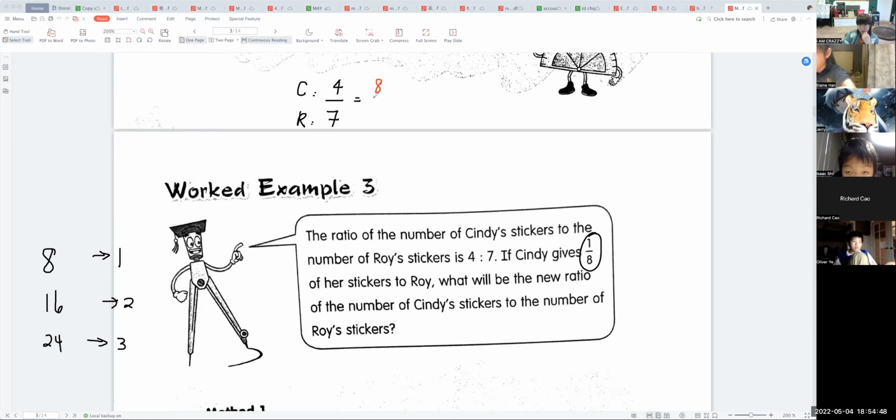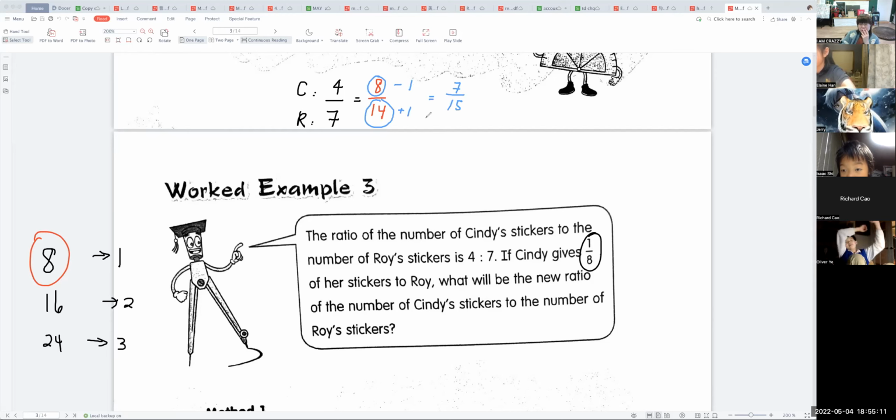So it's either 8 and 14. I'm going to use this data. Suppose Cindy has 8 and Roy has 14. So 1/8 of Cindy's is 1, and Roy gets plus 1. So the answer is 7/15.